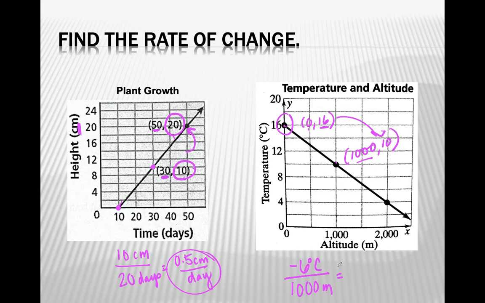which you could convert to Fahrenheit, which is a little bit more than 6. It is about 43 degrees. So 43 degrees every 1,000 meters, that's a lot. That's a big change. So if I want to simplify this, -6 divided by 1,000 we get is negative 0.006 degrees Celsius per meter.